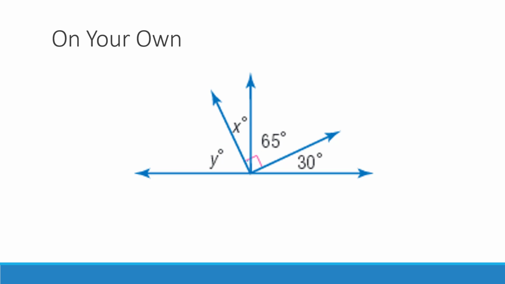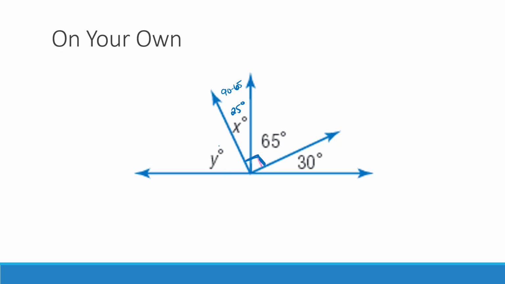Where I would start in this picture would be this little box here. If you see this little box in one of your pictures, we know that whatever's inside that box is going to add to 90 degrees. So I know if I do 90 minus 65, I'm going to get angle X. So if we do 90 minus 65, that's going to give us angle X is 25 degrees.